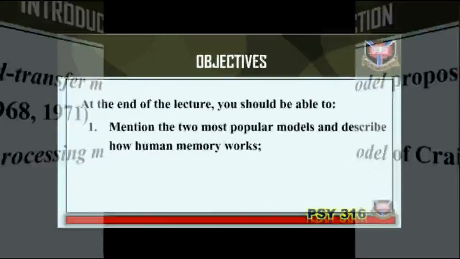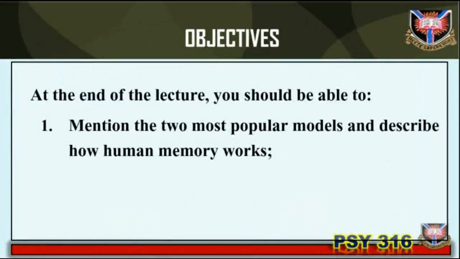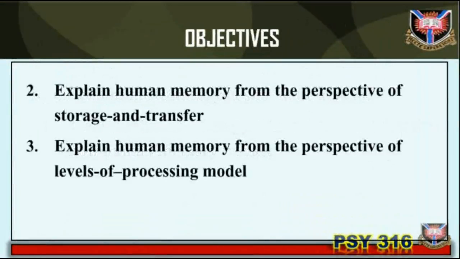Objectives. At the end of the lecture, you should be able to: 1. Mention the two most popular models and describe how human memory works. 2. Explain human memory from the perspective of the storage and transfer model with examples. And 3. Explain human memory from the perspective of the levels of processing model with examples.